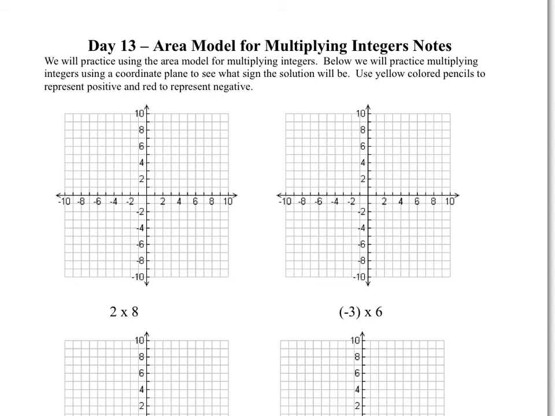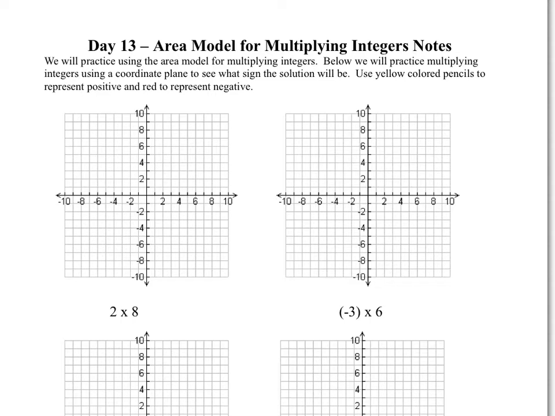All right, I have one more way to show you multiplying integers in a very visual way. So we've talked about the fact that multiplying is just repeated addition, and we know that our yellow represents positives and our red represents negatives. So we are going to be using the coordinate plane in order to show you an area model for multiplying integers. So this first problem is a 2 by 8.